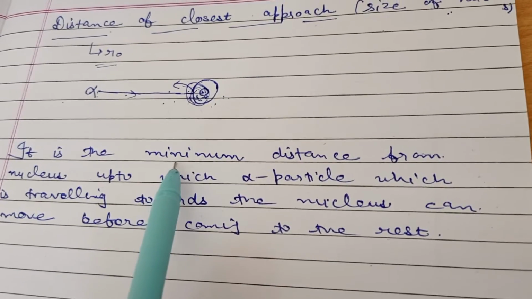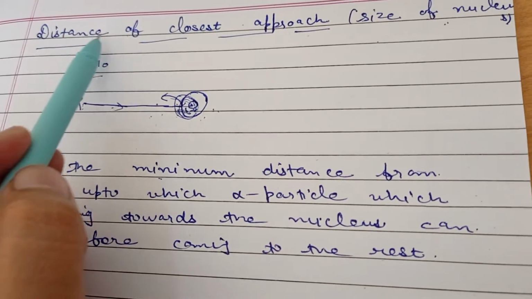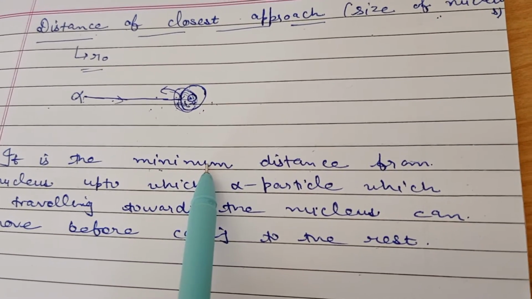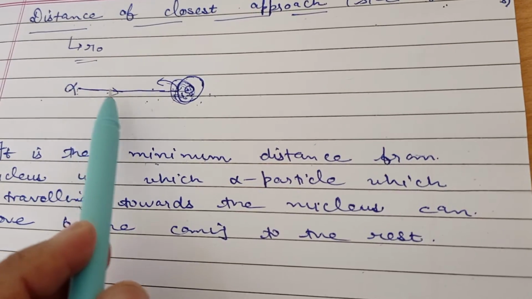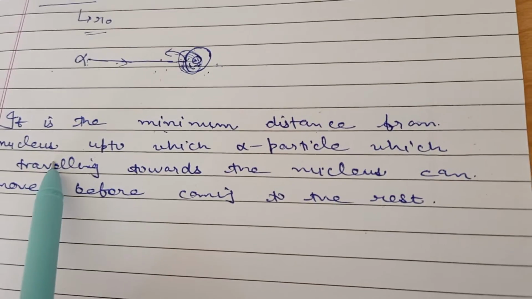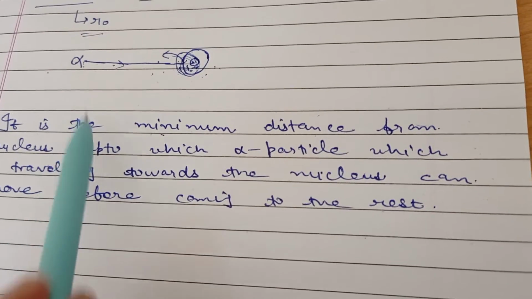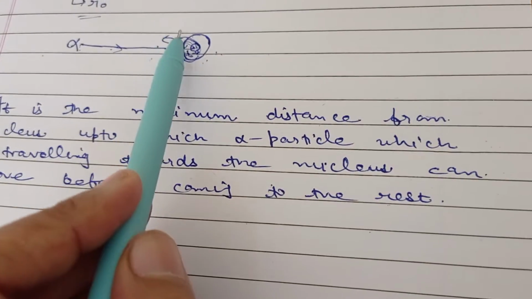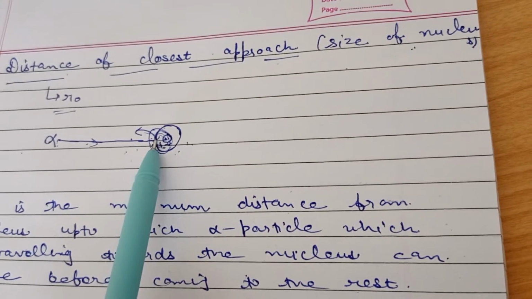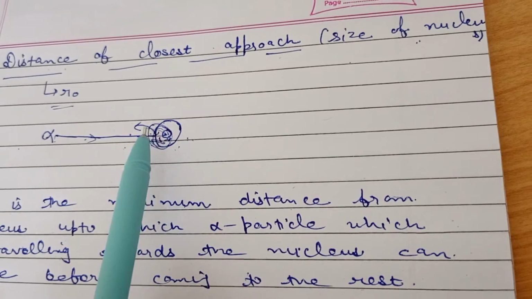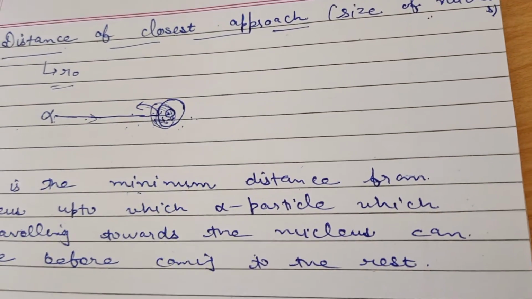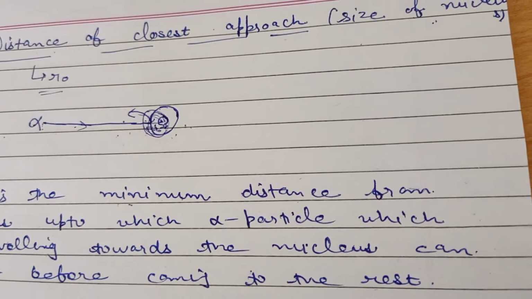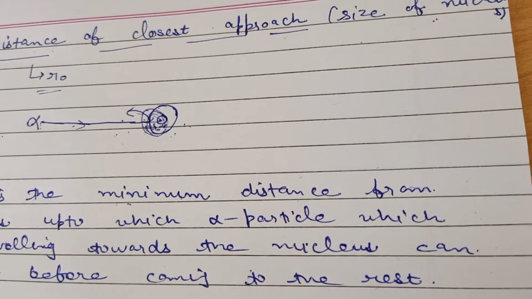It means it is the minimum distance. It's clear from the heading that it is the distance, but it is the minimum distance of the alpha particle from the nucleus up to which the alpha particle traveling toward the nucleus can move before coming to rest. Because at this point, after the closest approach, the alpha particle will come to rest, which means its whole kinetic energy will get converted into potential energy.